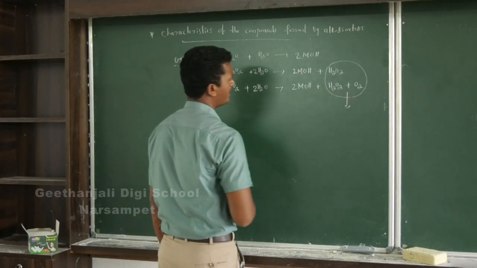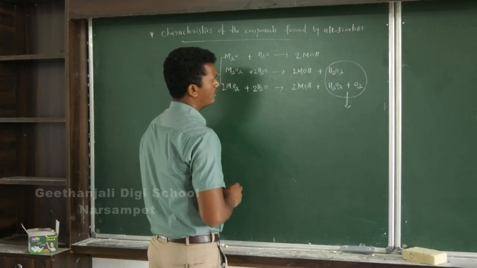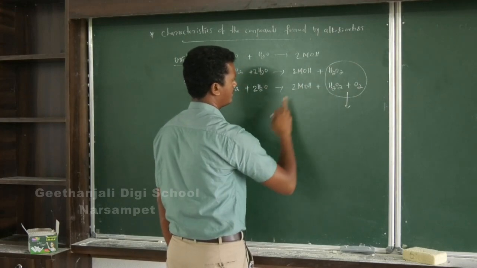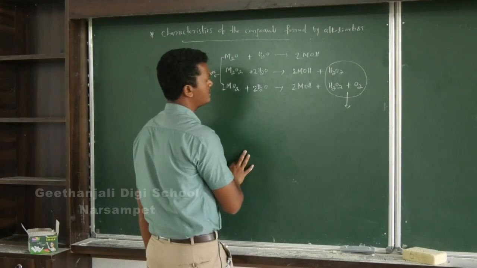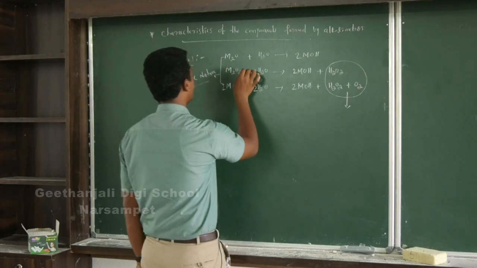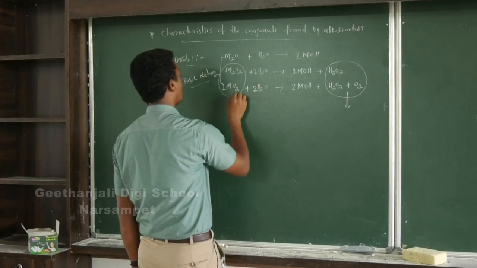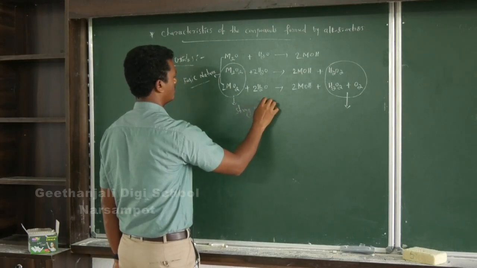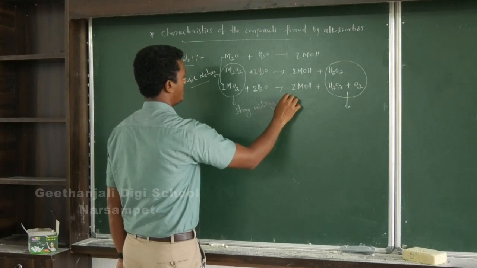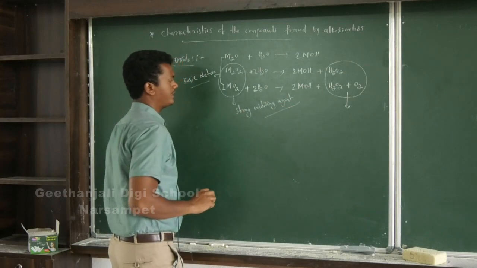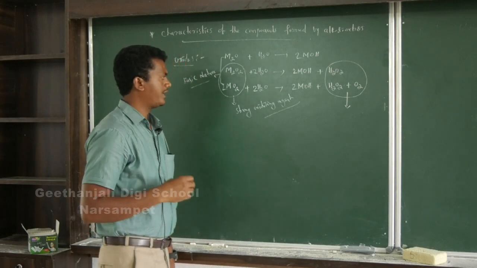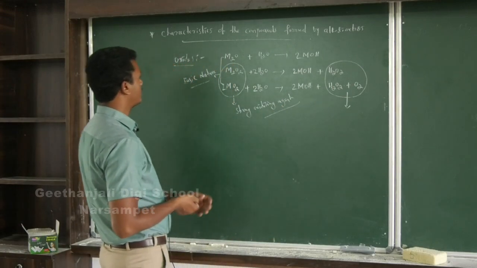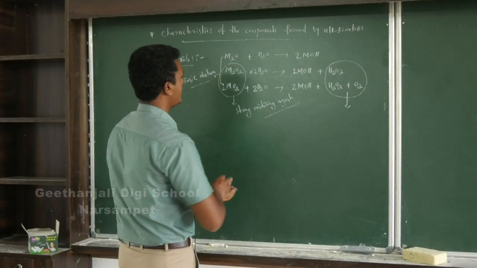As they are liberating hydrogen peroxide, and one of the products is oxygen, due to this property M2O2 and MO2 are strong oxidizing agents. Oxidizing agents participate in reduction. Loss of oxygen is called reduction. So these two are called strong oxidizing agents.